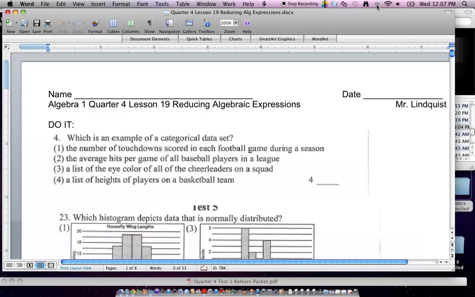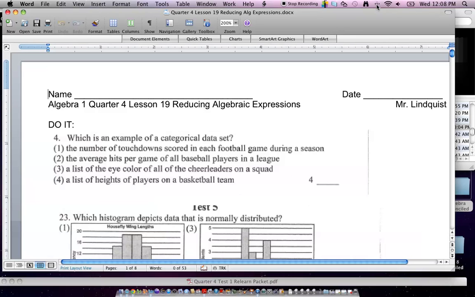Which is an example of categorical, oh my God. Oh. Yeah, that would be it. Boy, I made a test today, and I seem to remember something about categorical data. Okay, that's it. I'm not saying anymore.